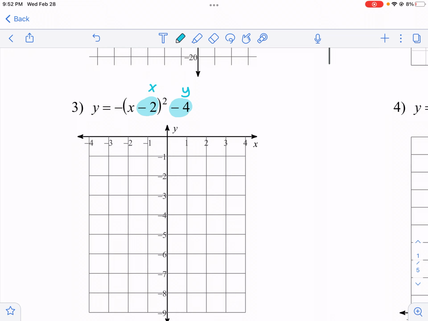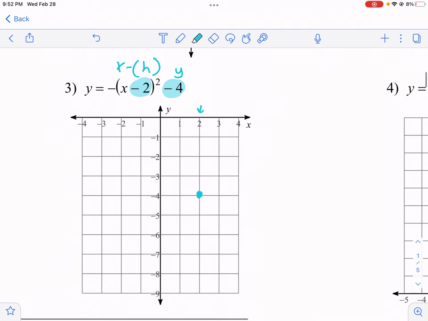So you're going to think opposite here for x. Really this is in the form of x minus h. So if it's x minus h, our h is positive here. We're not including that minus sign. So we're going to go over to positive 2, and then we're going to go down 4 units. There's our vertex. Now, we've got to look for more clues to see which direction it's opening in.